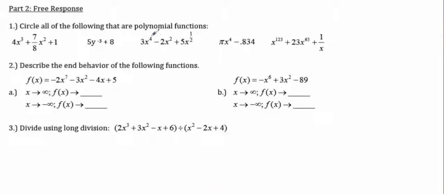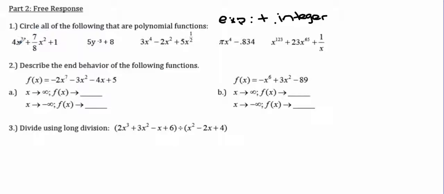Okay, here is the second page. It says circle all the following that are polynomial functions. Remember, when we determine if something is a polynomial function or not, the exponent has to be positive and an integer. Those are two things that have to occur in order for it to be a polynomial function.